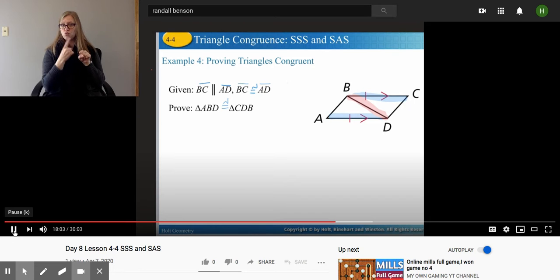so it's congruent to itself. I do not have any information though about AB and CD, so I am not going to be able to use the side, side, side theorem, so that's not an option. So I'm going to have to do this using side, angle, side.